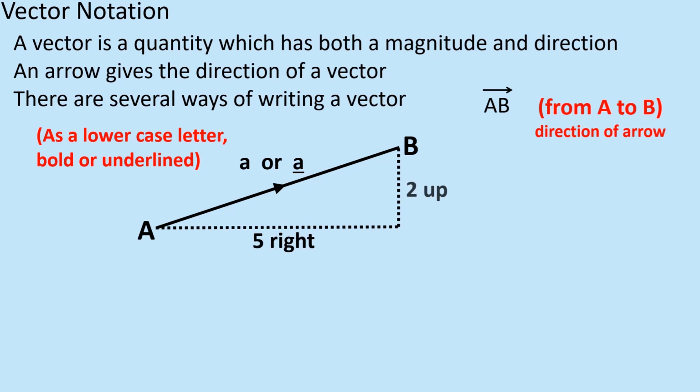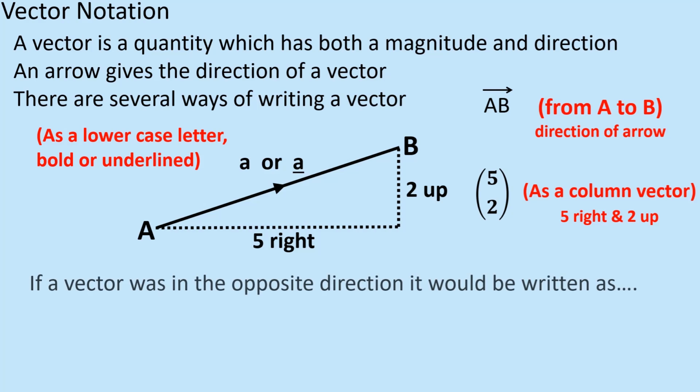Sometimes they suggest it's a vector like a column vector. You'll have seen this if you've looked at translation. So you've got 5 right and 2 up. Alright, so again, you can see how far that goes. It goes 5 right and 2 up just by using the column vector.